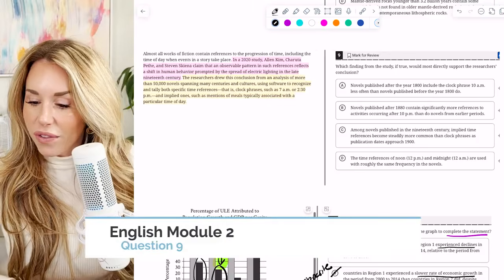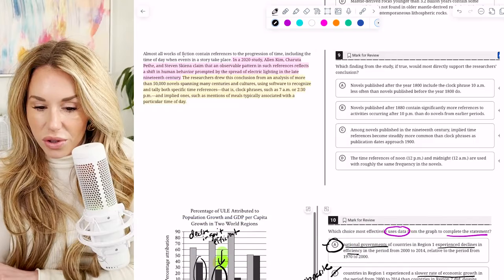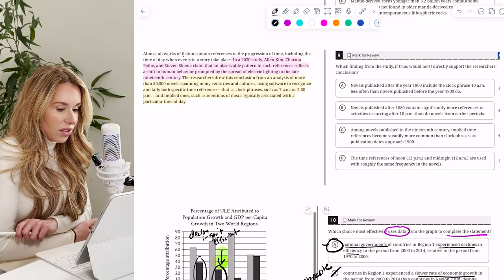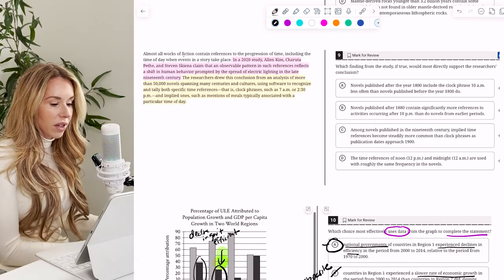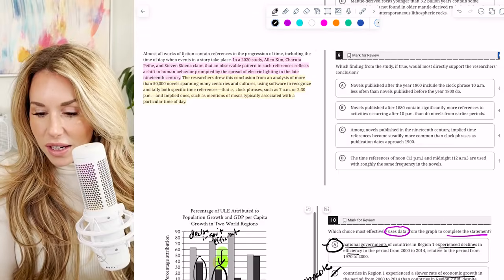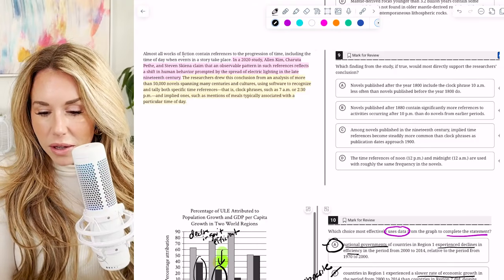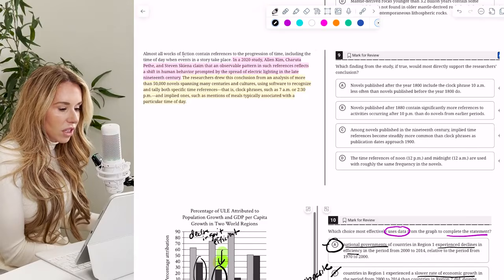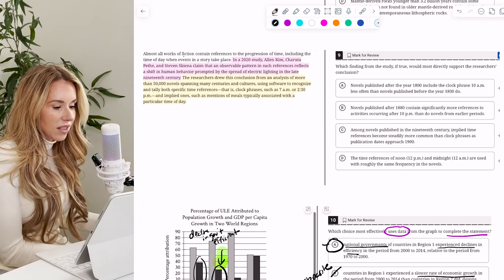All right, 9. Which finding from the study, if true, would most directly support the researcher's conclusion? Okay, so we have: almost all works of fiction contain references to the progression of time, including the time of day when events in a story take place. A 2020 study claims that an observable pattern in such references reflects a shift in human behavior prompted by the spread of electric lighting in the late 19th century.